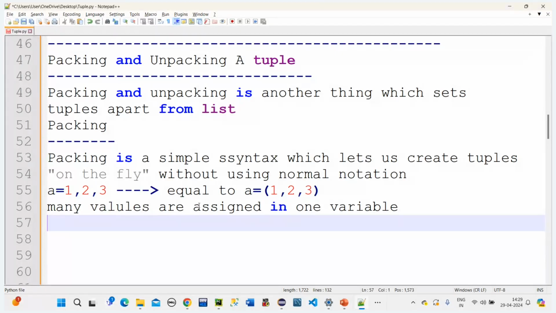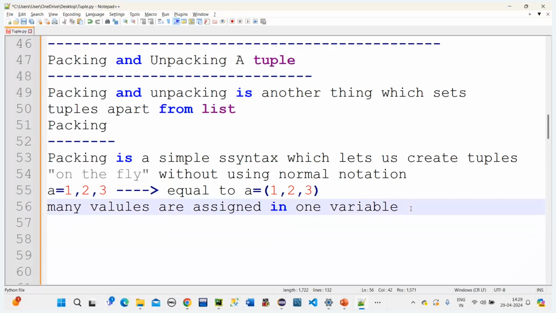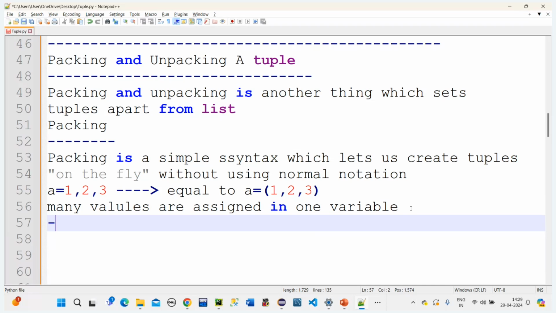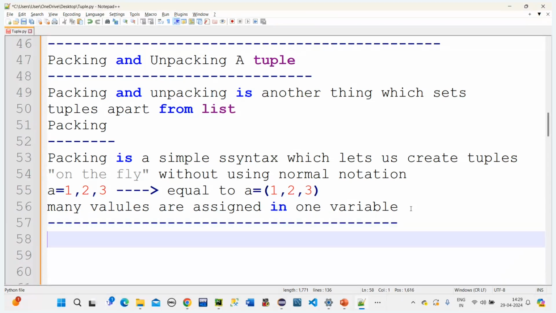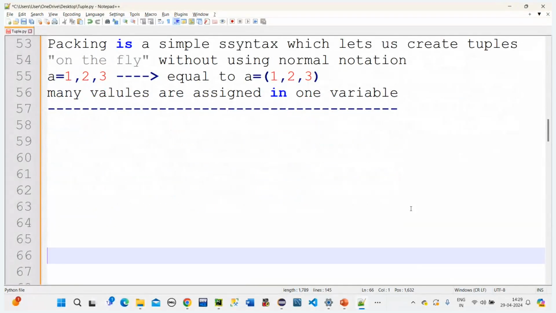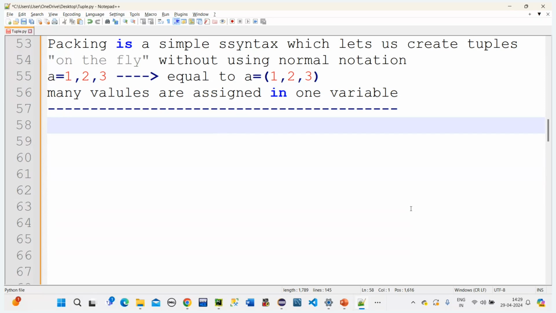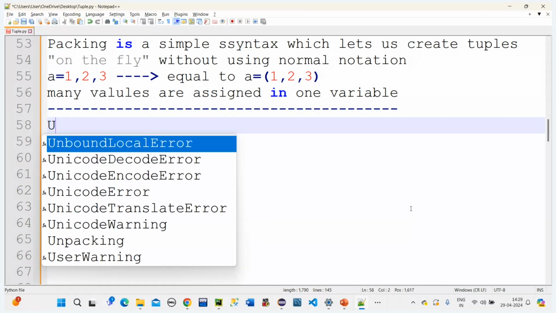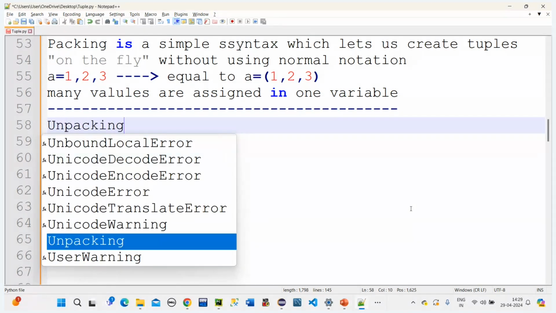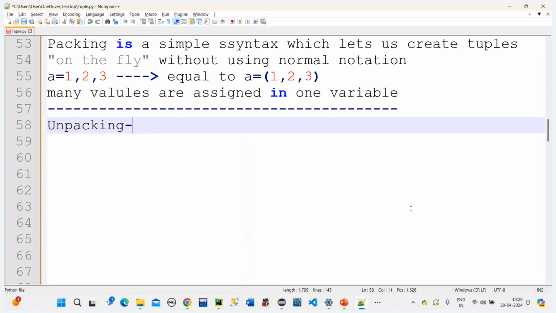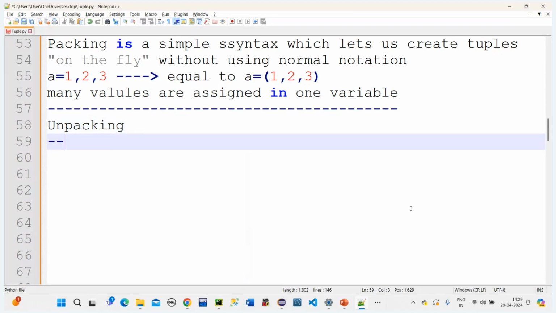Packing means many values we are storing in one variable in on the fly mode. On the fly means without using normal notation. Understood, guys? Packing. I guess you understood the packing. Now let's go with the unpacking. Now let's see what is unpacking.